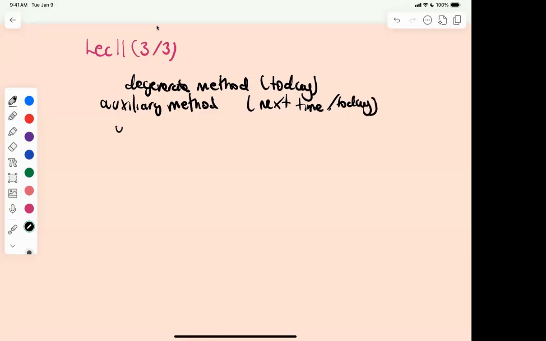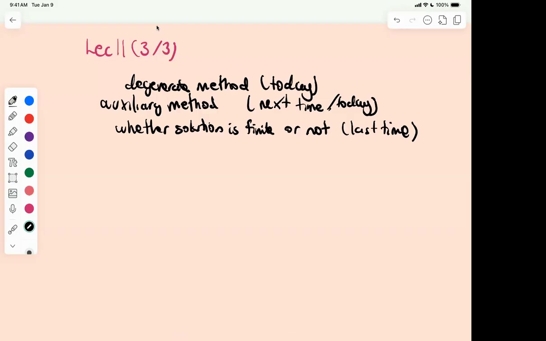Then whether there's a finite solution or not, which we did an example of. Right, so this was last time. And then what I would just call the classic simplex method, where there's nothing suspicious going on.